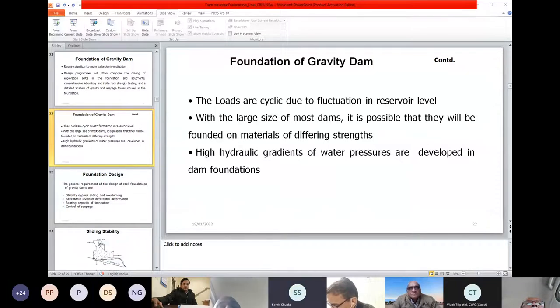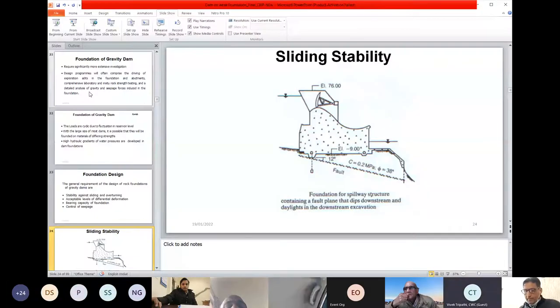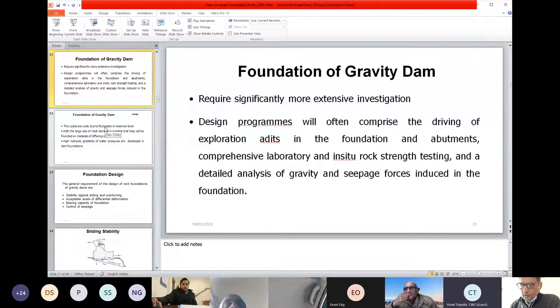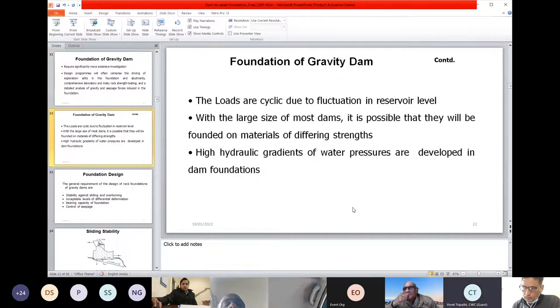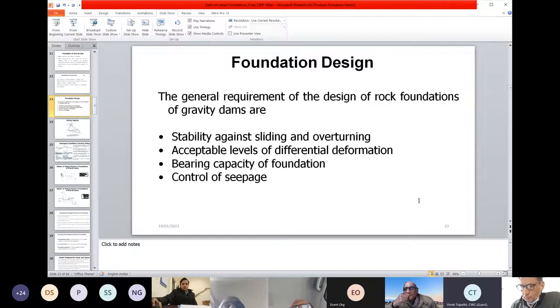Sir, the slide is not moving again. I think it is stuck on the foundation of gravity dam, sir. Once make it in slideshow mode, sir. It's not in slideshow mode. If you make it in slideshow mode, then when you move to the next slide, it will move automatically. Now the slide is visible, but it's not moving, sir. When you move to the next slide, now it's moving, sir. Okay, we will show in this mode only. So I was on this slide.